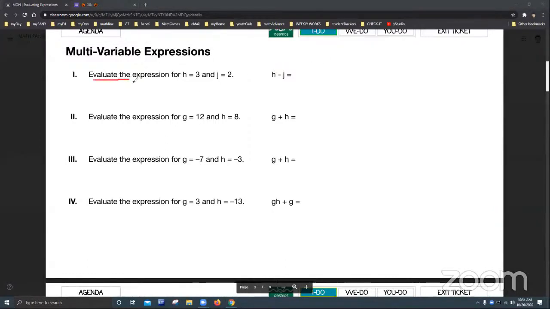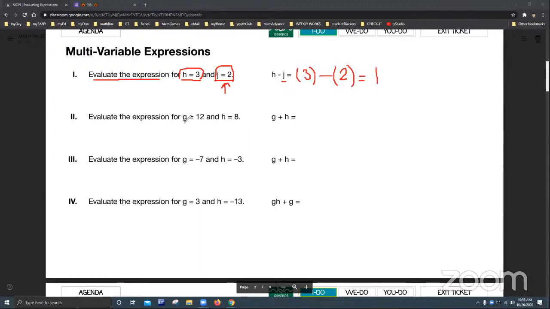Okay, so evaluating an expression means you need to pay attention to what the variables are equal to, which is h equals 3 and j equals 2. So you need to replace those variables with these number values. For example, for the first one, h says 3. So instead of h, you plug in 3 and minus, and instead of j, you plug in the value of j, which is 2. Then you need to evaluate. Evaluate means calculate. So 3 minus 2 becomes 1.